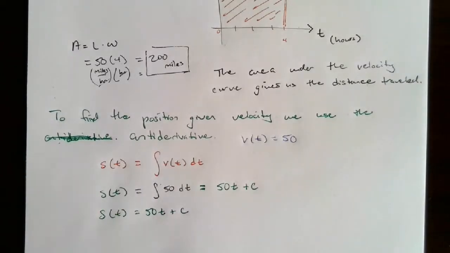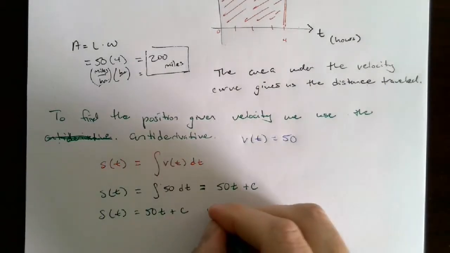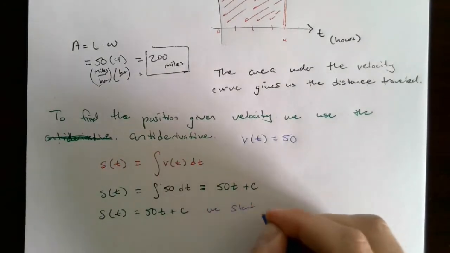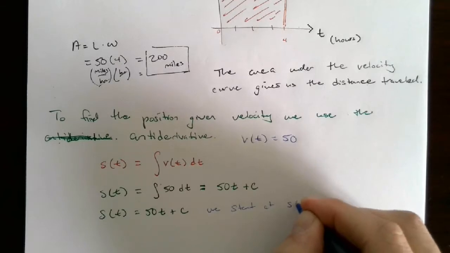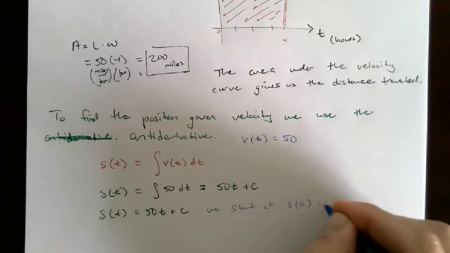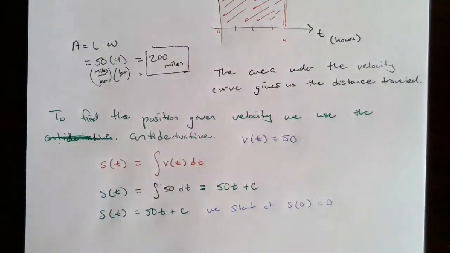Now, suppose we started at a starting point where we start at position 0. So s of 0 equals 0. So at time 0, we're at position 0. We haven't gone anywhere yet. I can use this to help me find c, right?